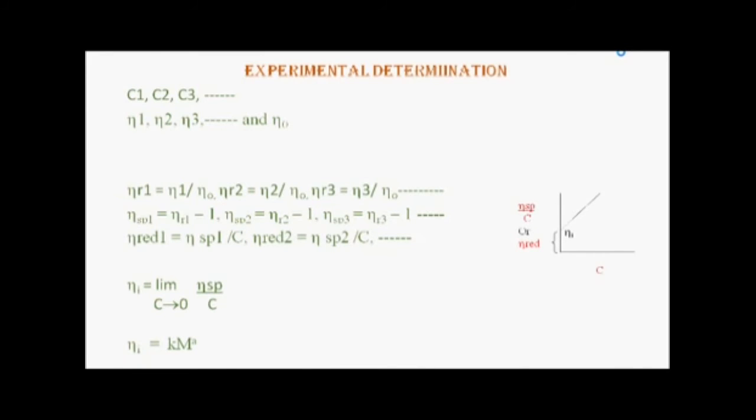So you get a straight line, and by extrapolating the straight line to C equal to 0, we get intrinsic viscosity. Then as you know, intrinsic viscosity is related to the molecular weight by the relation eta I is equal to K into M raised to power A. So M can be calculated if eta I, K and A are known. Here the only unknown factor is eta I, which can be determined experimentally, and thus we can calculate the value of M, which is nothing but viscosity average molecular weight.